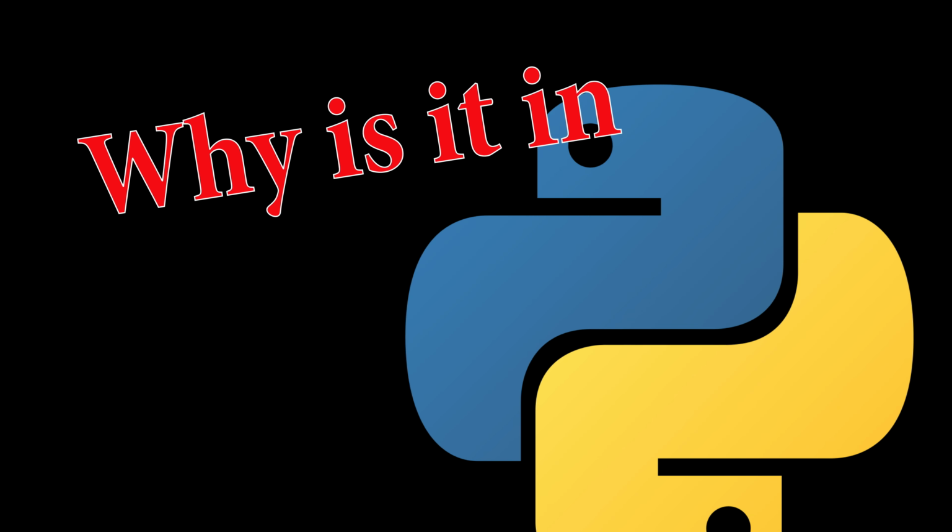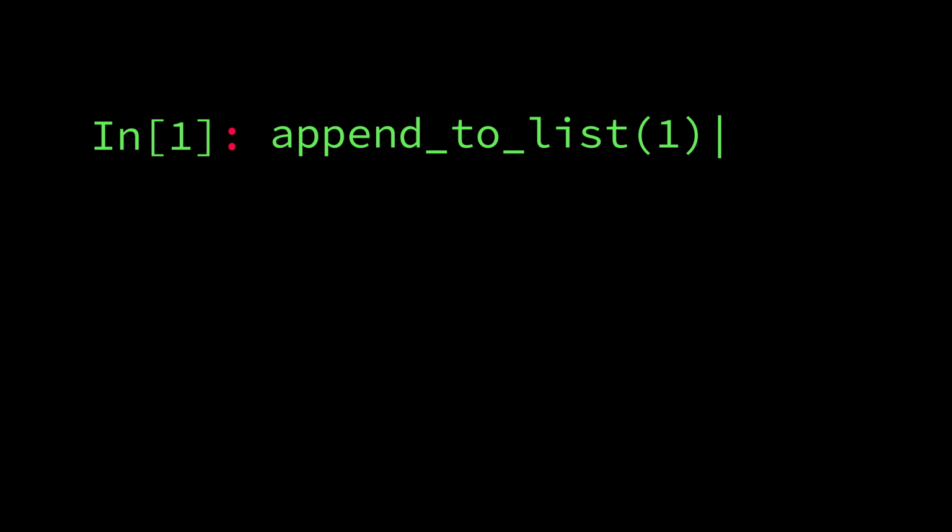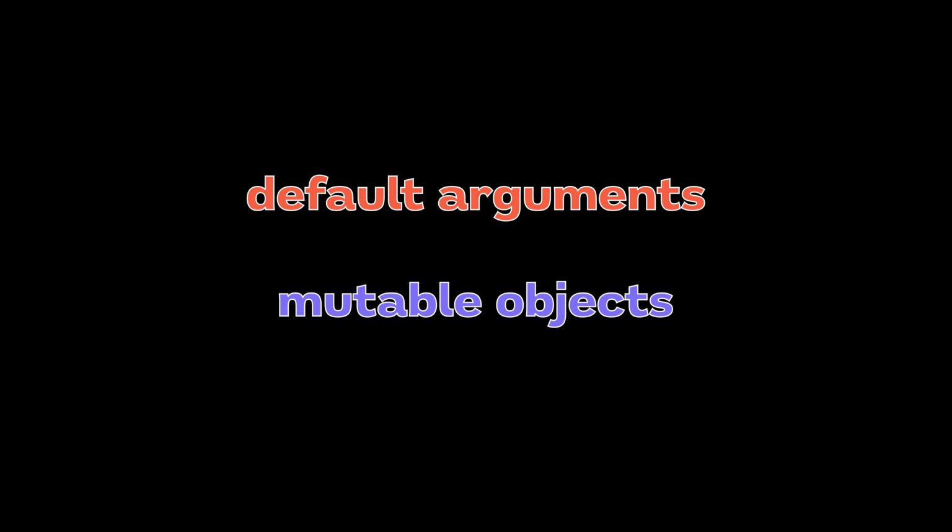Why is it that in Python, calling a function like append_to_list with a value of 1 returns a list with just 1, but when calling append_to_list with a value of 2, it returns a list with 1 and 2? This may seem like a bug, but it's actually not. The answer has to do with the behavior of default arguments and mutable objects like lists.